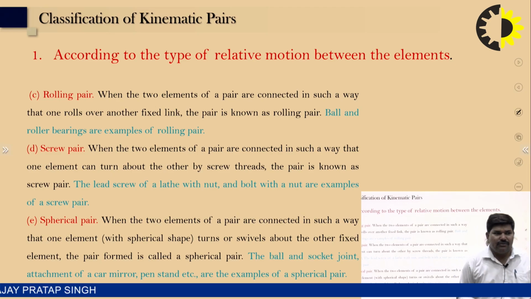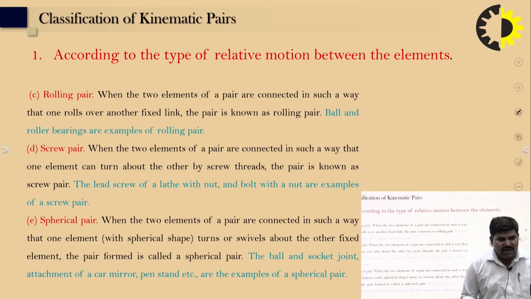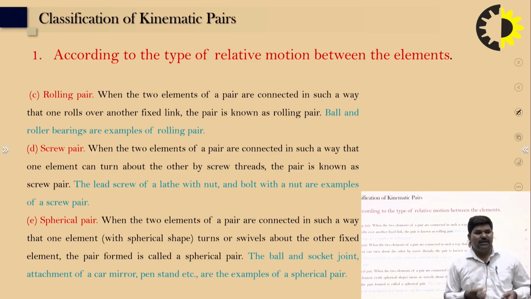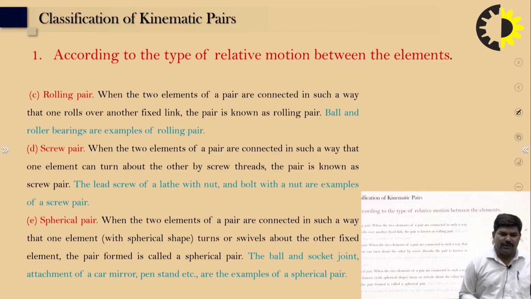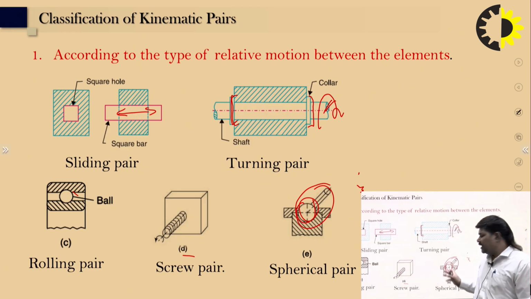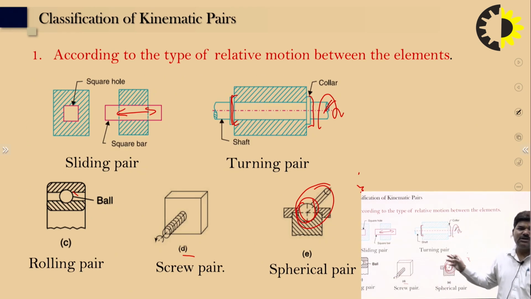Spherical pair: again, when the two elements are connected in such a way that one element with a spherical shape turns or swivels about the other fixed element, this is the form of the spherical pair. So the ball and socket joint, the attachment of the car mirror, or the pen stand are examples of this spherical pair. So you can see here the part of the spherical pair, right?